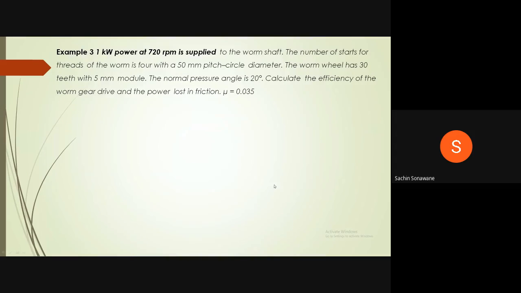We will solve problems on the worm gear. In the last lecture, we solved two problems. Today again, we will solve more problems.